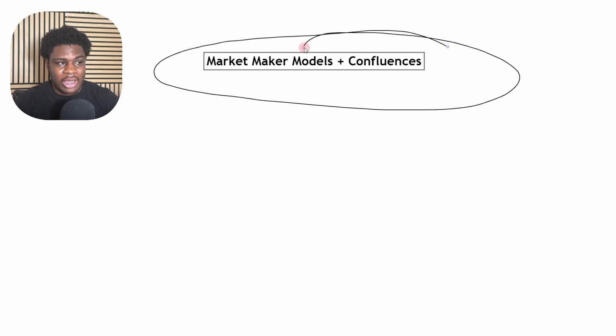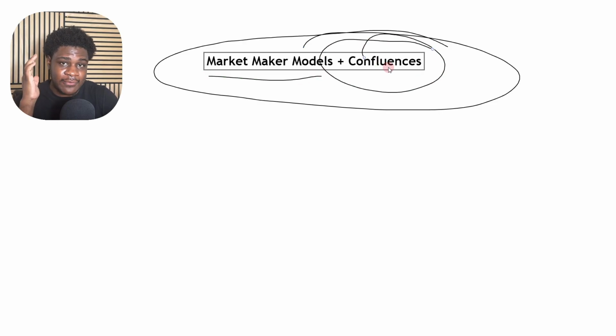Two things that I look for on a consistent day-by-day basis when it comes to understanding where I am within the order flow and essentially predicting the markets of where it's going to go next is by paying attention to both market maker models and creating my underlying confluences. And I'm going to break that down here very simple.